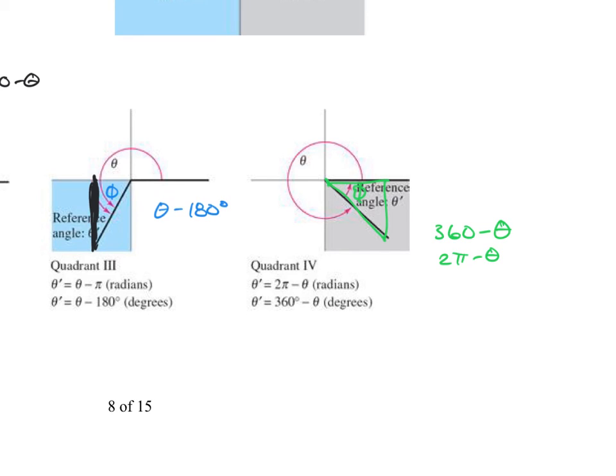So that's what they're doing right there, they're saying, how do you find the reference angle? Instead of finding the cosine of theta, because theta is too big of an angle here, you would find the cosine of phi instead. How do you find phi? Those are the different formulas.